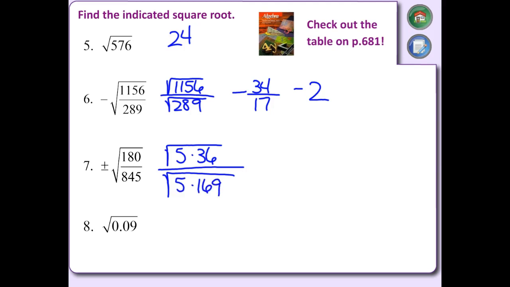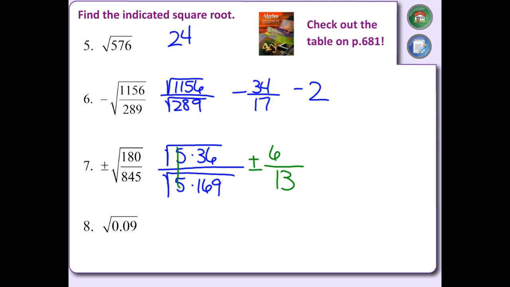Now that's real important to see, because number 1, I've got a 5 in the numerator and a 5 in the denominator, and they can cancel out. And then I just need the square root of 36 over the square root of 169. Square root of 36 is 6 over the square root of 169, which is 13. And don't forget to put your plus minus in front.